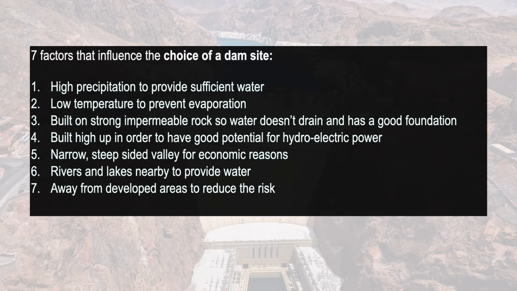Usually a dam will be built near rivers and lakes because they provide water to the dam. And also the last one, it should be away from the developed area. They cannot build a dam in a city. They cannot build a dam near a settlement area. Why? Because it's extremely dangerous. Imagine if a dam breaks, it might cause damage to the whole area. It can kill a lot of people. That's why when they want to build a dam, they will build it far away from developed areas to reduce the risk.